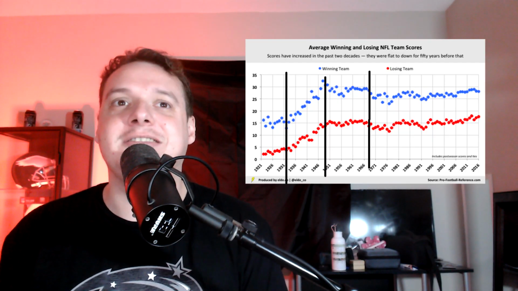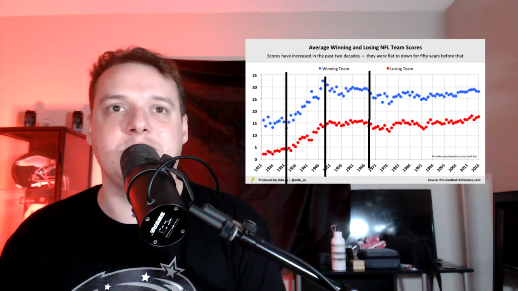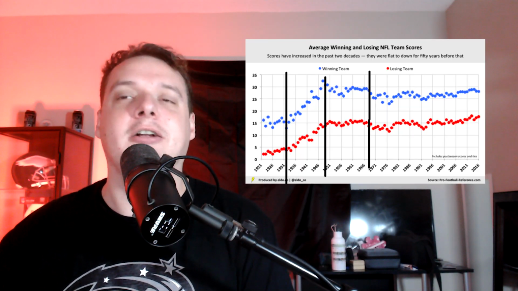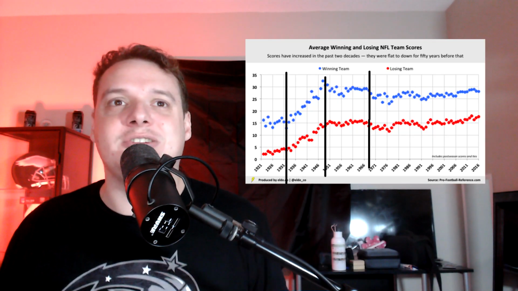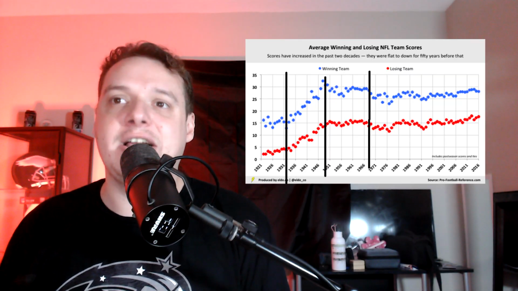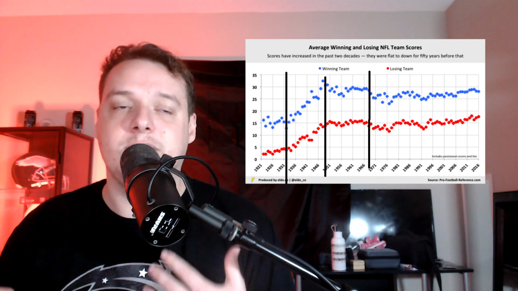So that line right there, that is when the merger happened, and you see another downswing of point totals. You might be thinking, oh, I bet I know what happened there. That's because it was the merger, right? That makes sense. Actually, not so much. One of the real reasons why point totals went down was because the hash marks were moved again. They got closer, making rushing just a lot easier.